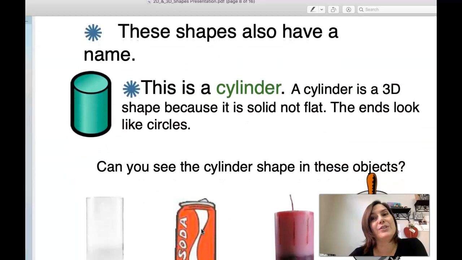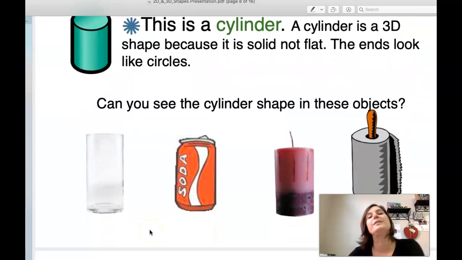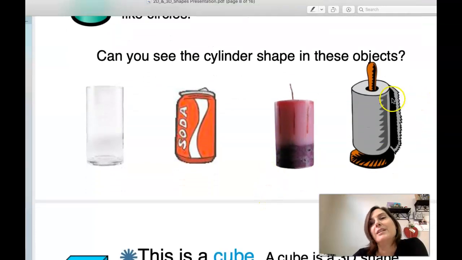These shapes also have a name. This is a cylinder. A cylinder is a 3D shape because it is solid. It is not flat, and the ends look like circles, and you can find them in the real world. Look at these cylinder shapes, like this glass, the soda can, the candle, and the paper towels.